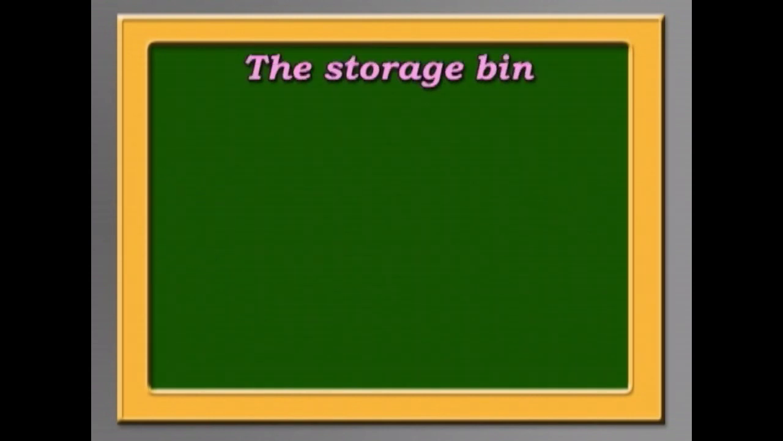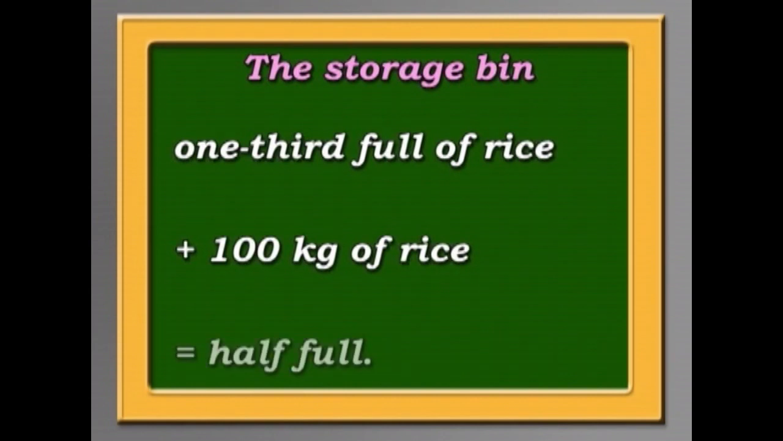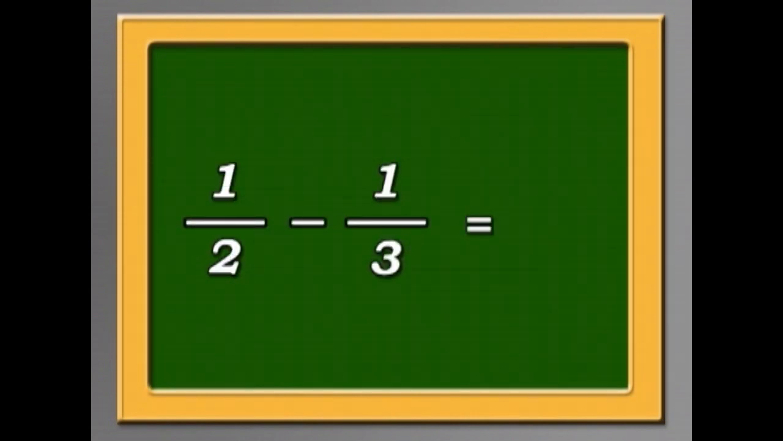The storage bin was 1/3 full of rice, and we added 100 kilos, and this made it half full. So we know that 100 kilos is the difference between half of the bin and 1/3 of the bin. So if we subtract 1/3 from 1/2, what do we get?